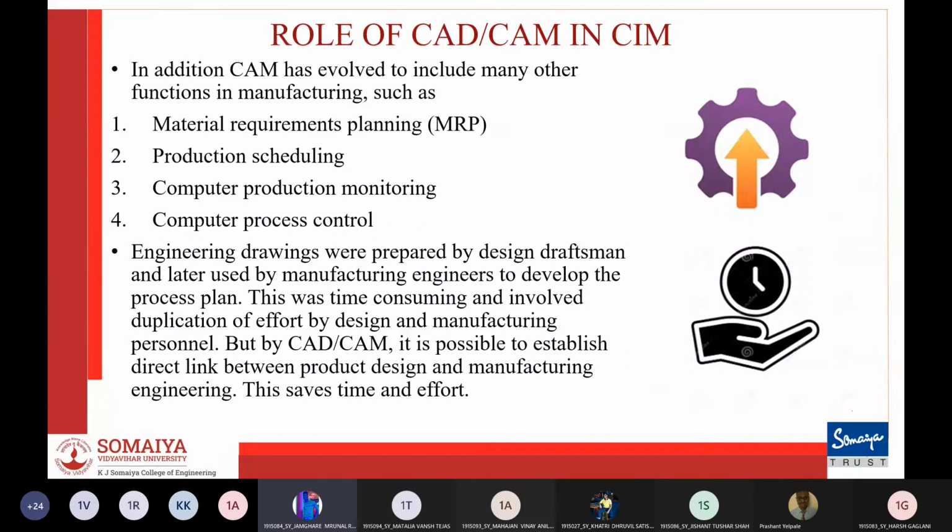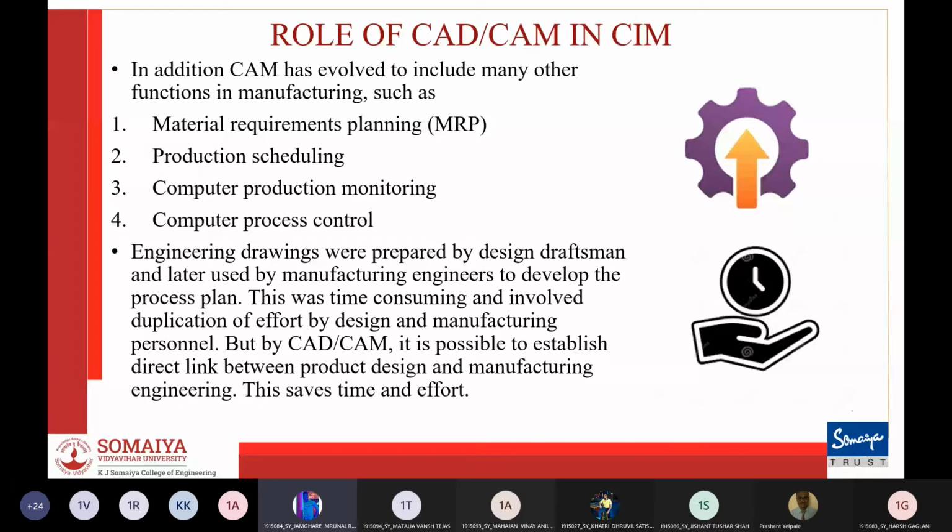Sir, in the recent decade, CAD/CAM has upgraded itself, which includes other functions like material requirements planning, production scheduling, computer production monitoring. Now, a production monitoring system is a process that is designed to record the overall performance of the production in real time. The system collects data from the various sections of the production line and is relayed to employees and managers in real time working on the line.